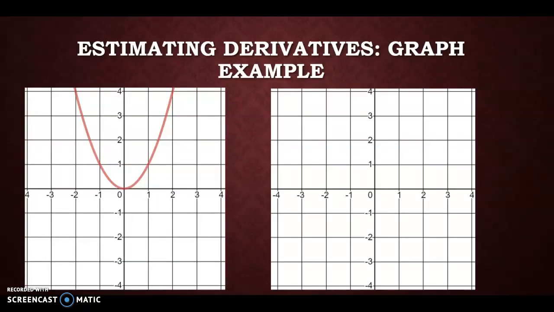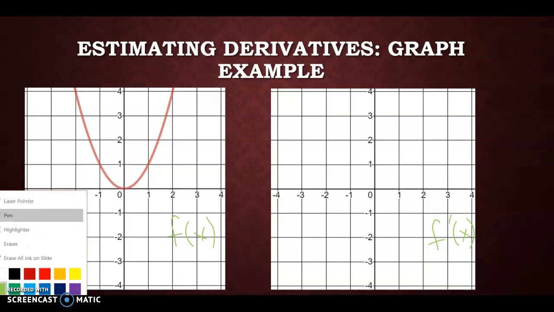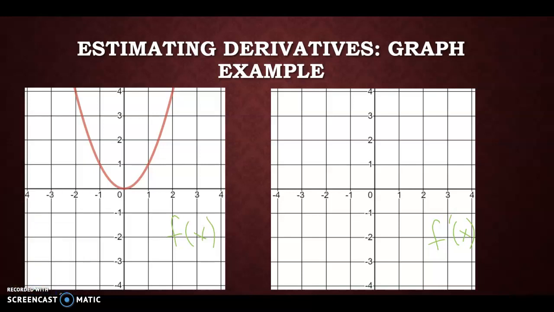So here's a graph of a function, and in this window we have f of x. And over here, I would like to graph what the derivative of that function is. So over here, I would like to make a little sketch of what f prime looks like. I'm going to get a darker color here. Okay. And so here are some tricks for derivatives.